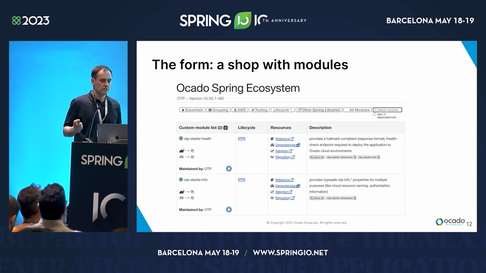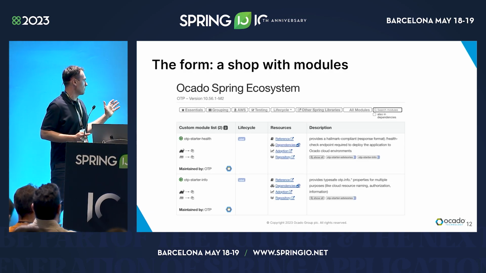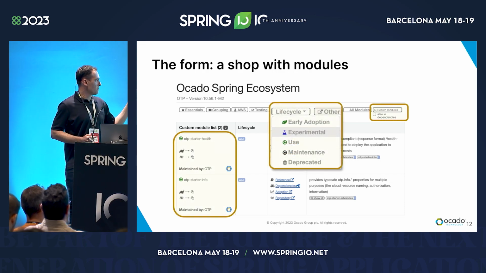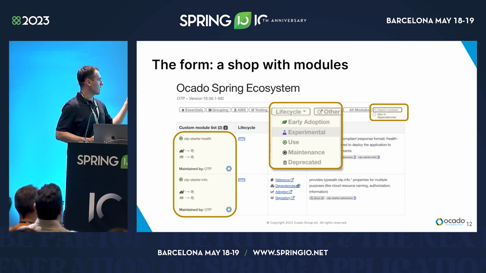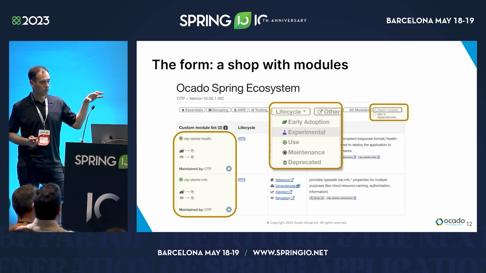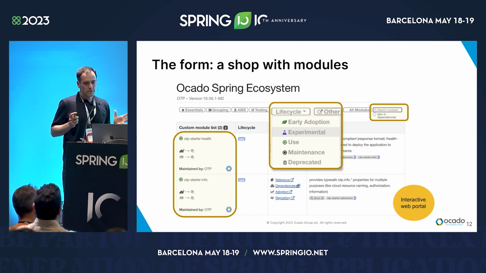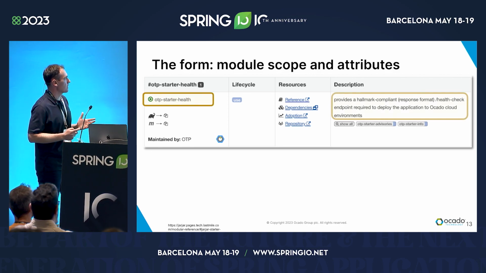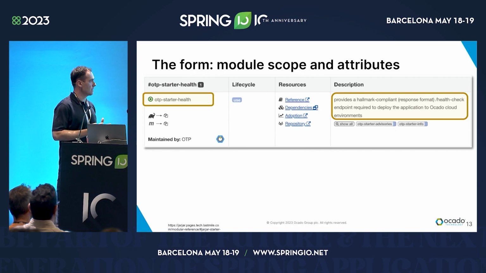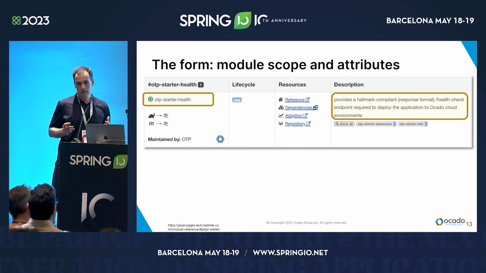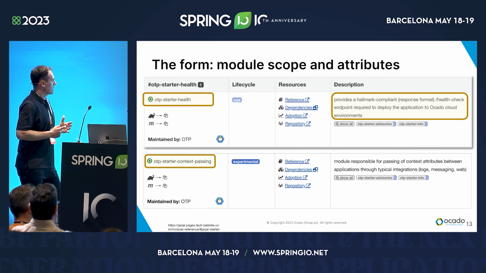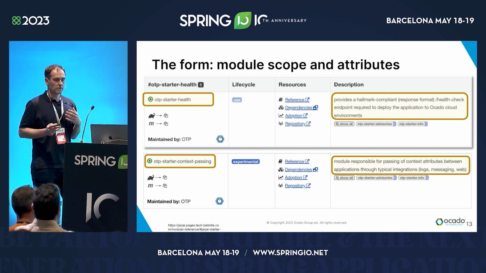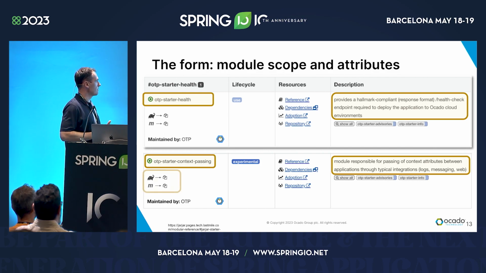Now the form, you can think of it as a shop with modules. So you can find modules, you can search for them, and each of them can be thought of as a mini product. They have their life cycle, they can be experimental, they can go out of use, and it's an interactive web portal. So an example would be a module for a health check. So why have such a module? Because those health checks have to be compliant with certain company standards. Or a starter for context passing, so passing of context attributes through typical integrations that we have. And as you see, they have their own life cycles.